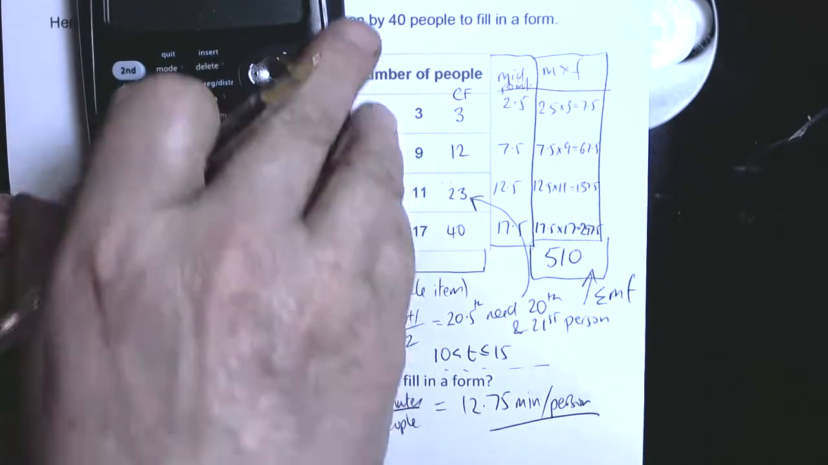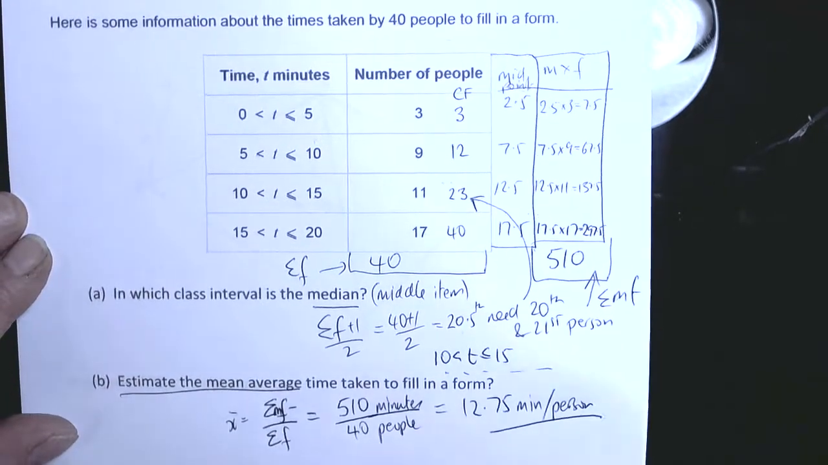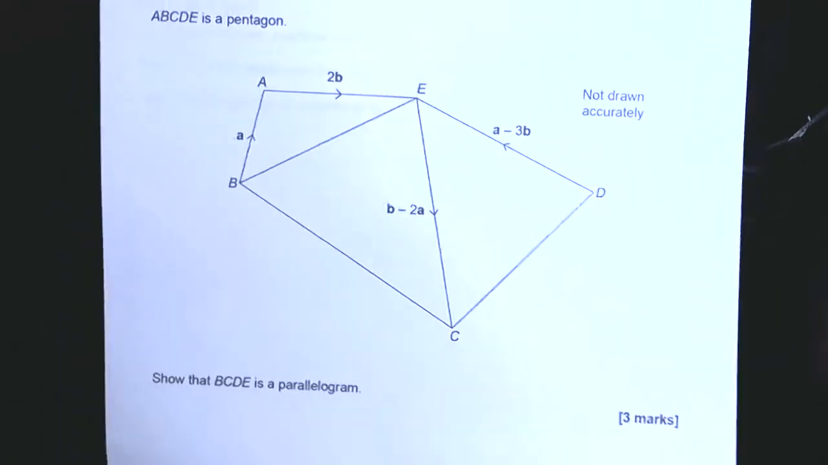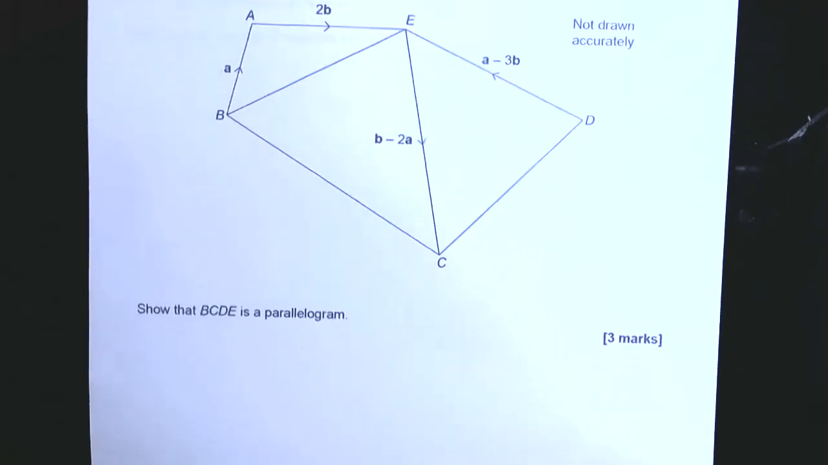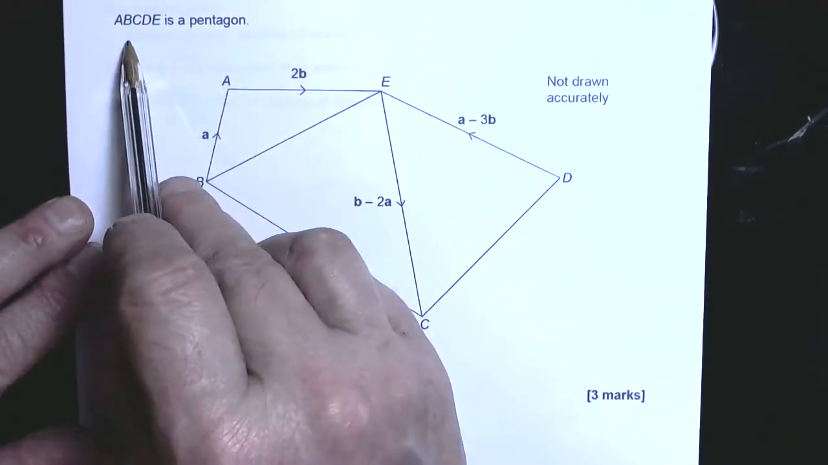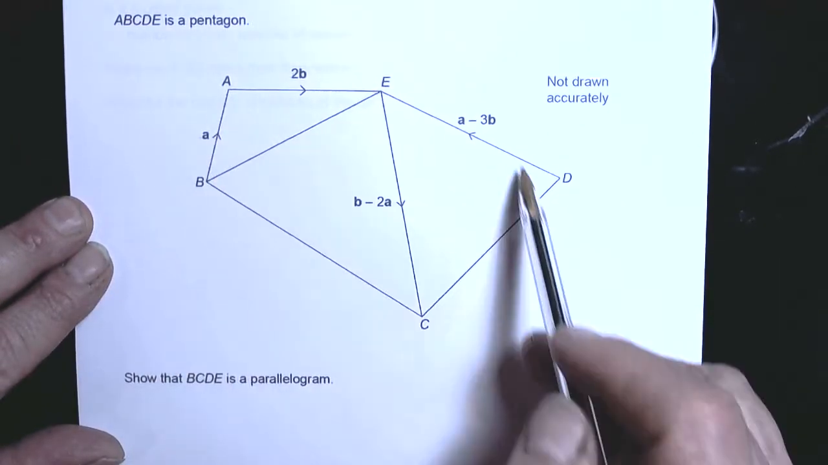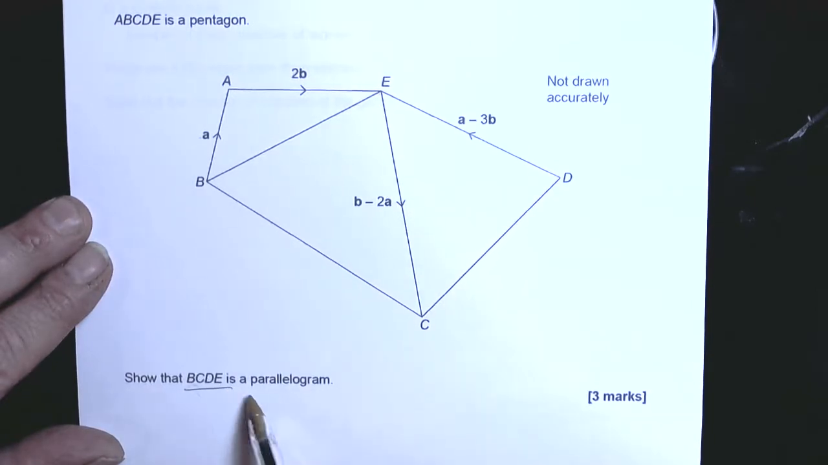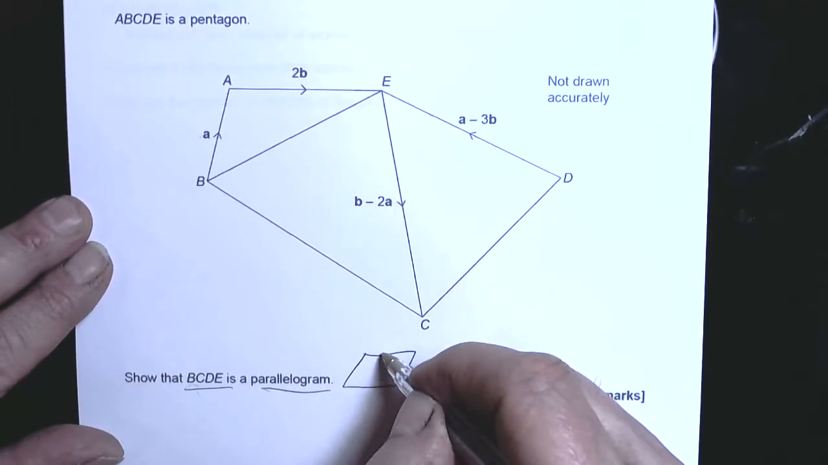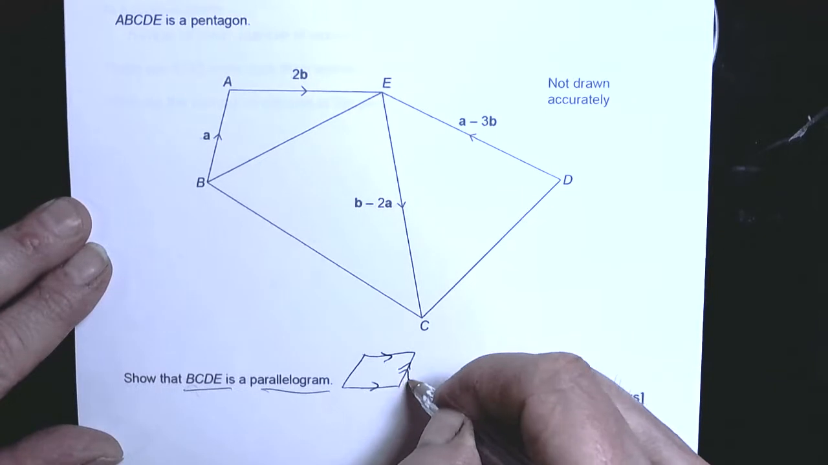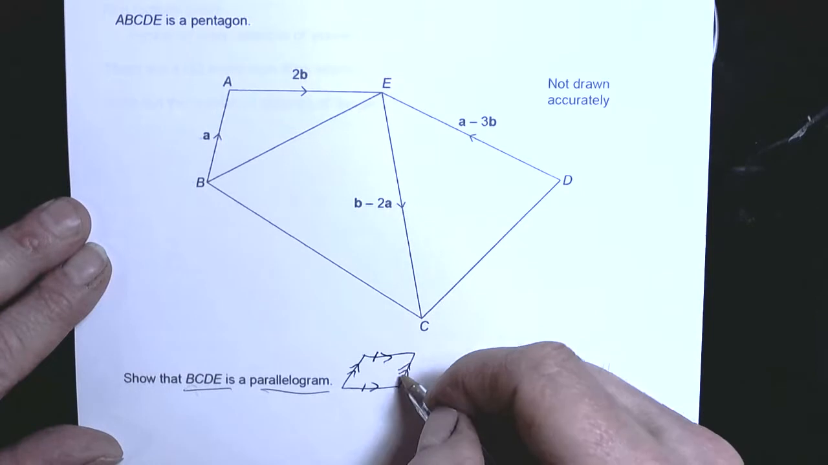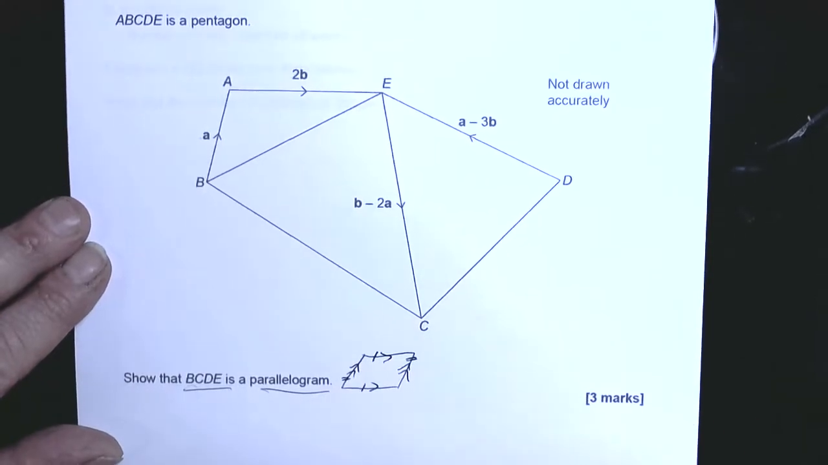Okay, so that was a reminder about how to calculate some averages from a grouped frequency table. Okay, so this next question talks about vectors, and we're having to do a bit of proof here, and it wants us to show that if ABCDE is a pentagon, show that BCDE is a parallelogram. Okay, so we recognise the properties of a parallelogram. We need to show that those two are parallel, we need to show that those two are parallel, and we need to show that that length is equal to that length, and that length is equal to that length.